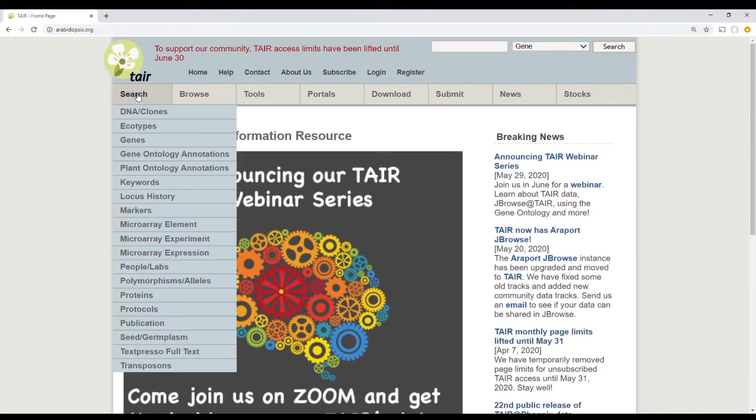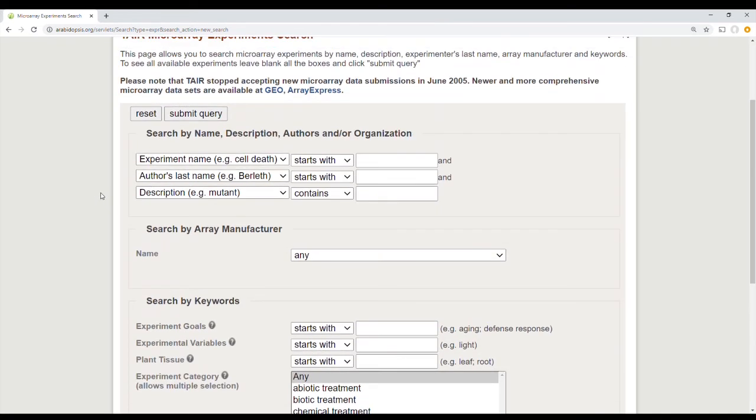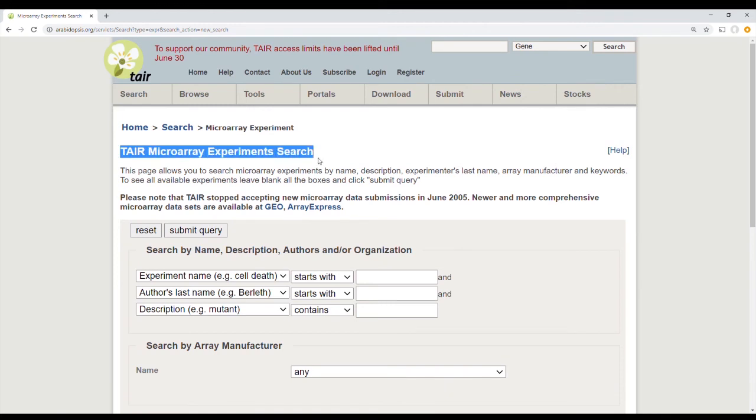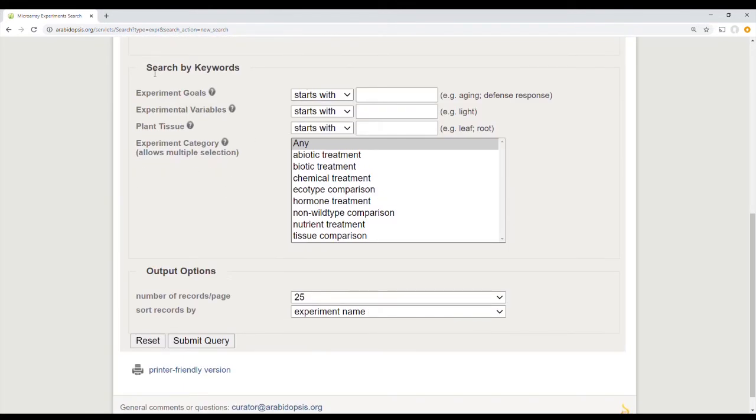What you can also do is go and look at microarray data. So microarray data is transcriptional data. So when is a gene expressed and under what conditions? And so this is a TAIR microarray experiment search. When somebody did an experiment to test the transcription of basically every gene, they submitted their data to TAIR. And so here we can search by keywords, experiment goals, variables, plant tissue that was isolated, or we can look by experiment category.